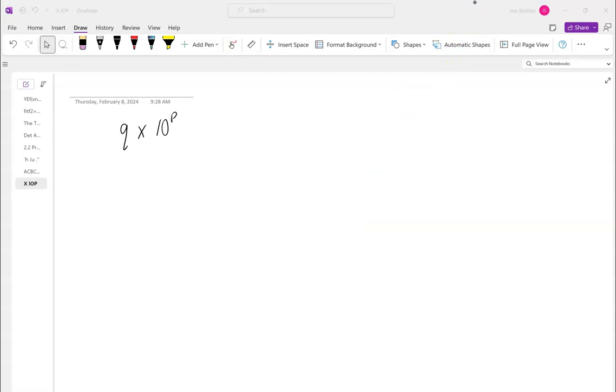We know that this part, this Q, is always between 1 and 10. It's not ever equal to 10 because if we have it equal to 10 or bigger than 10, then we could just move the decimal point one spot again and change the power on the 10, right?